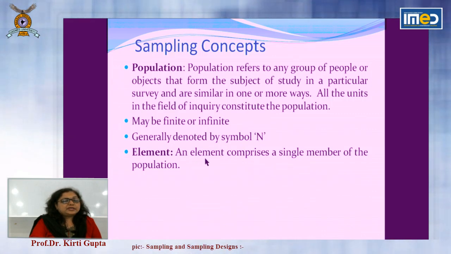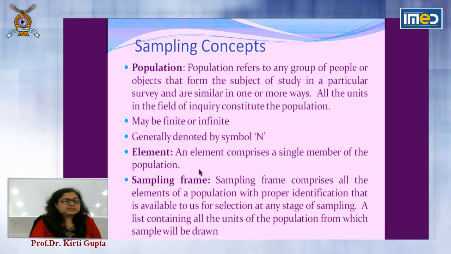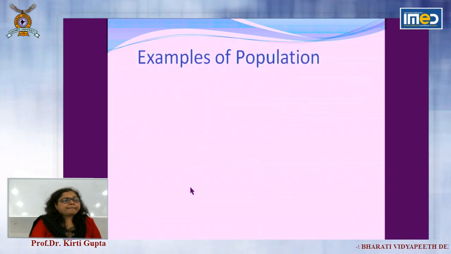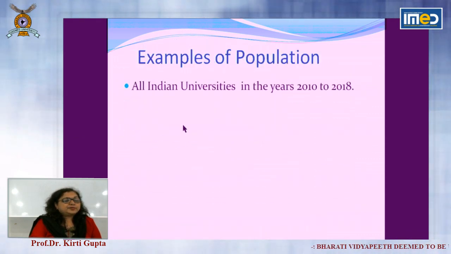What is an element? An element is a single member of the population. So, population is the totality of all the elements. Now, when we want to do sampling, we need to have the list of all the units of the population. If the population is finite, then it is possible to have the list, and this list is known as the sampling frame.